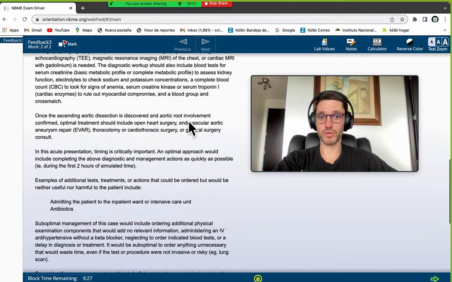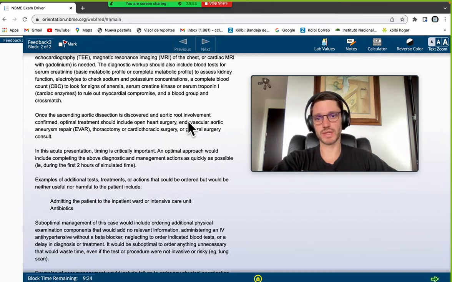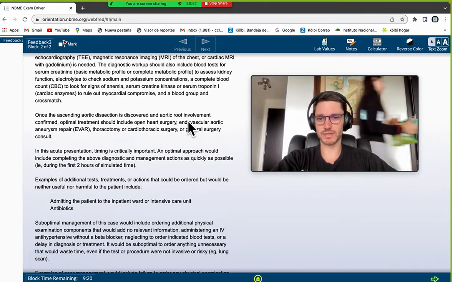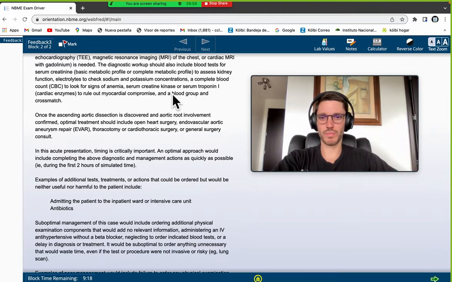And a blood group and cross match. I was thinking about sending that, but I didn't send it because I just thought it wasn't necessary. But I guess that all patients that end up in surgery, remember blood group and cross match.